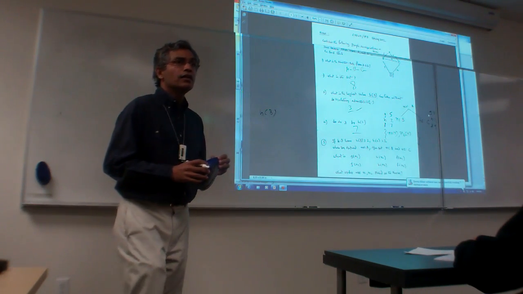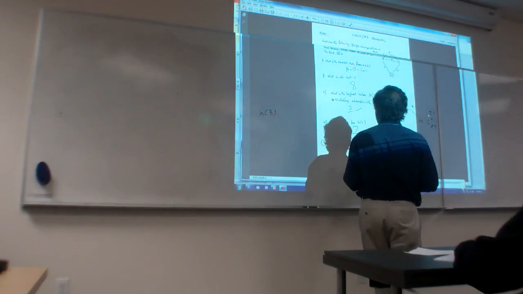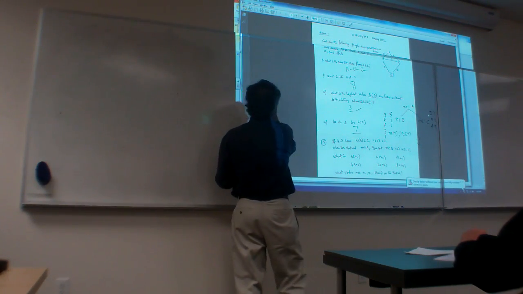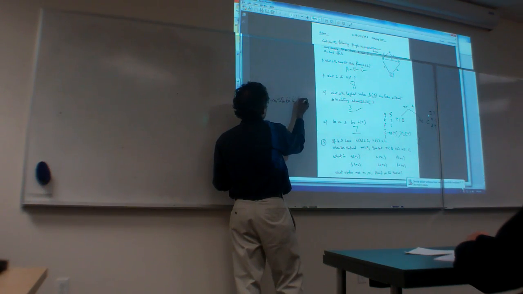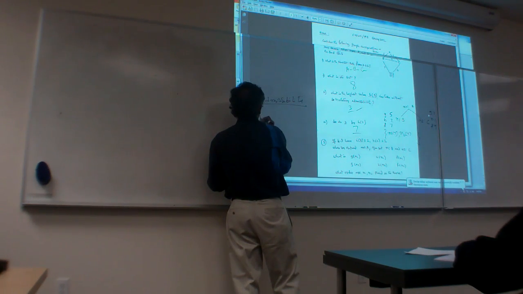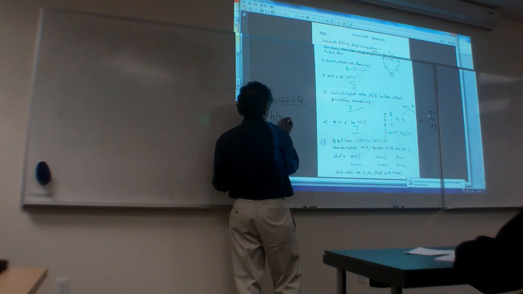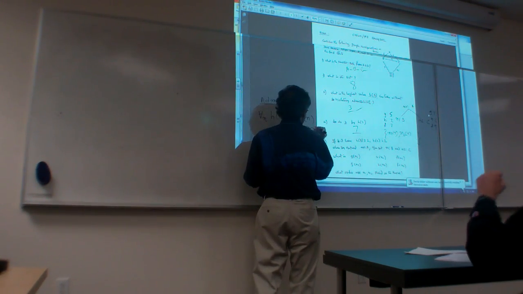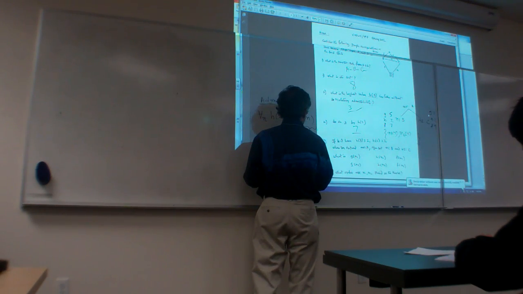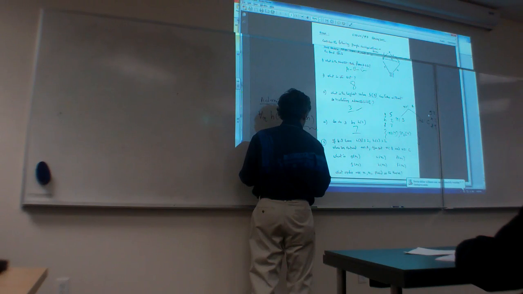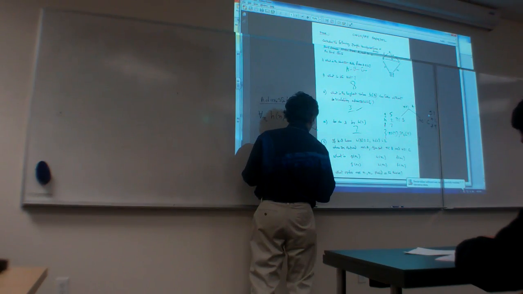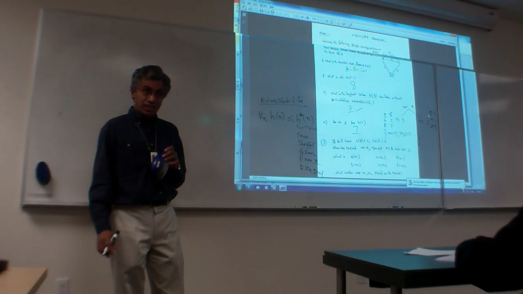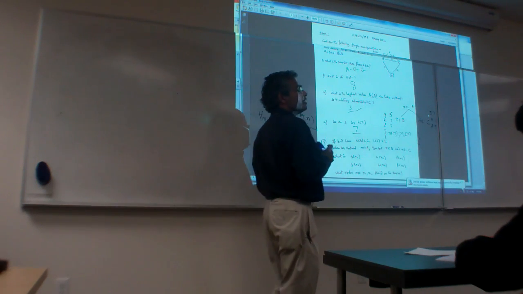Yes, sir? Can you explain admissibility again? As I wrote earlier, we'll do it here. Admissibility is that for all nodes n, h of n is less than or equal to h star of n, where h star of n is the true shortest distance from n to the goal. So the largest h of n that's admissible would always be h star, exactly. The largest admissible heuristic is indeed h star.